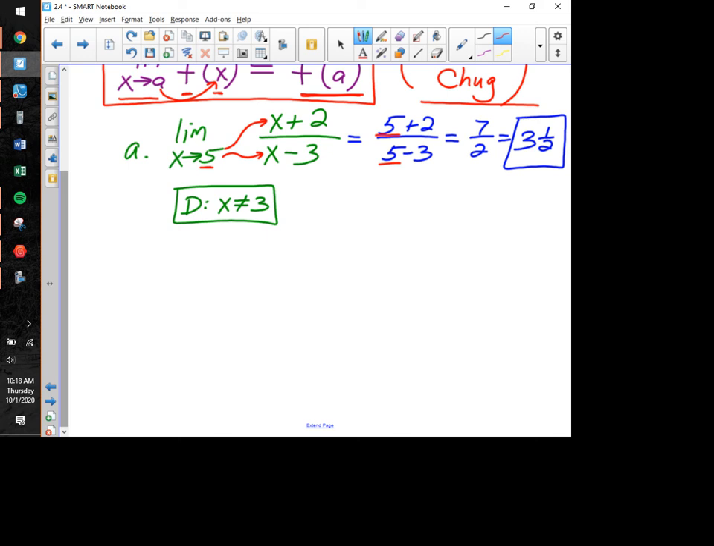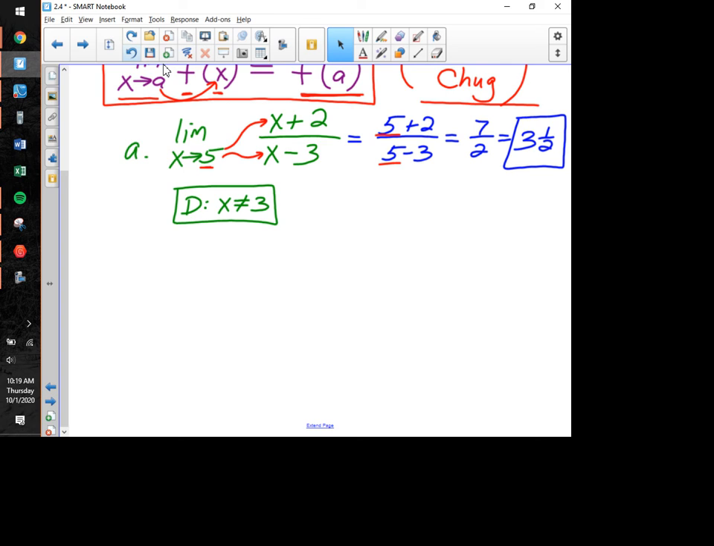Now, this would not have worked if we were asked to take the limit as x approaches 3. Because as soon as you try to put a 3 in here, you end up with a 0 in the denominator, and then we would have to do this one with a table or a graph, or maybe some other methods that we're going to talk about later on in this chapter. But since this function is continuous at 5, you go ahead and just plug it in.